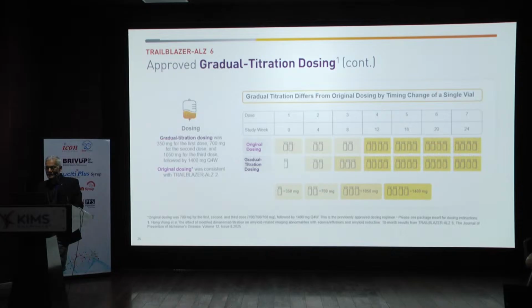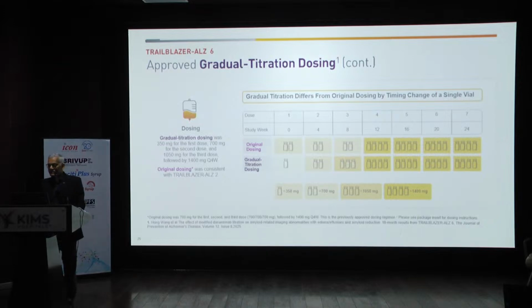They have gradually escalated the dose by giving 1 infusion in the first month, 2 injections or 2 bottles, rather 700 milligram in the second month, and 1050 milligram in the third month, and fourth month onwards the 1400 milligram injection for the total duration of 18 months. So by this way, they tried to reduce the risk of ARIA-E and ARIA-H.